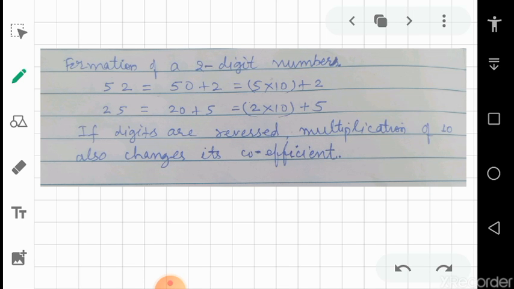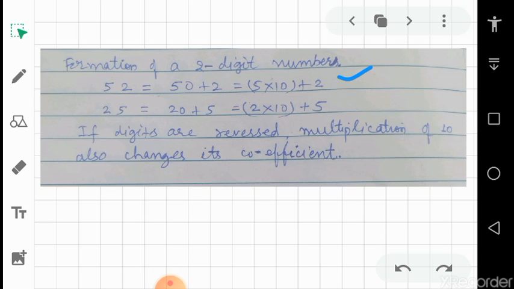Now, as in the case of a two-digit number, for example, 52 is written in expanded form as 50 plus 2 and 5 into 10 plus 2, because 2 is at 1's place and 5 is at 10's place. And 2 is added. This is called the expanded form.